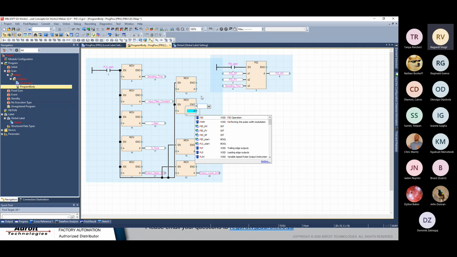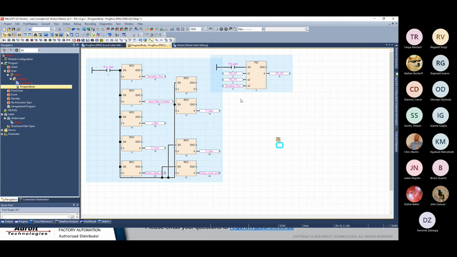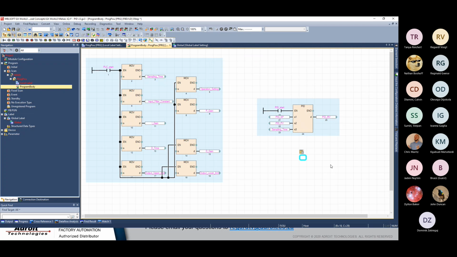This will be my P gain. There you go. And then the operation setting. Once again, operation setting. Do you want to fine tune your PID block? Do you want forward control or reverse control? So that's the operation setting.